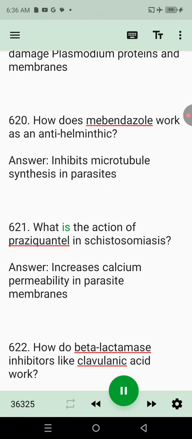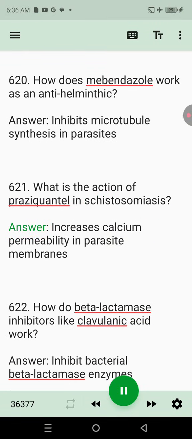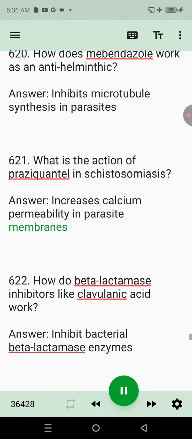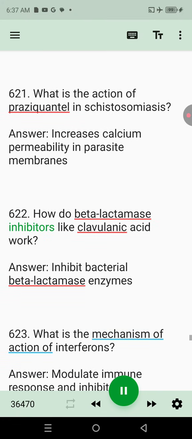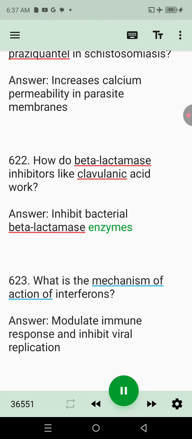621. What is the action of praziquantel in schistosomiasis? Answer. Increases calcium permeability in parasite membranes. 622. How do beta-lactamase inhibitors like clavulanic acid work? Answer. Inhibit bacterial beta-lactamase enzymes.